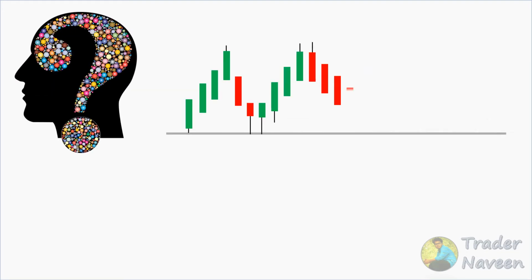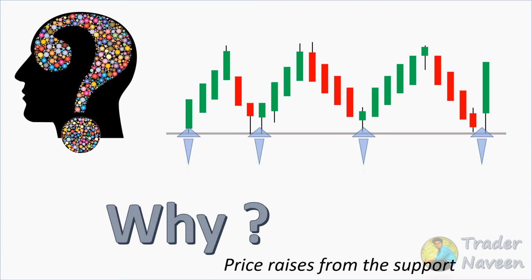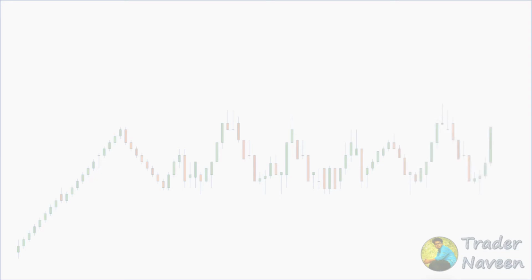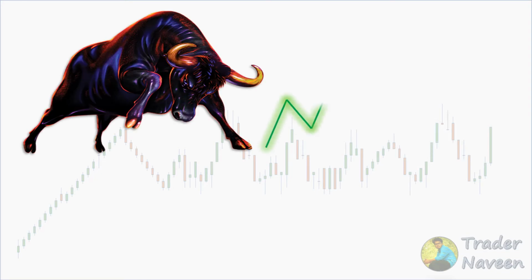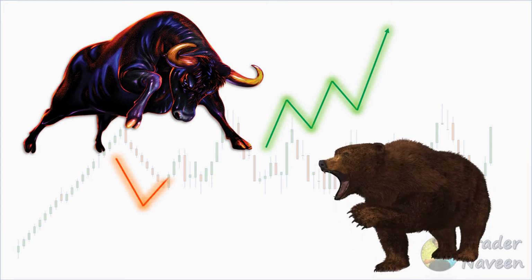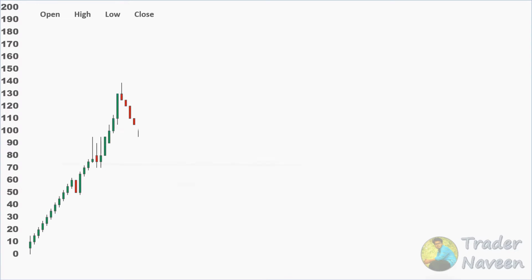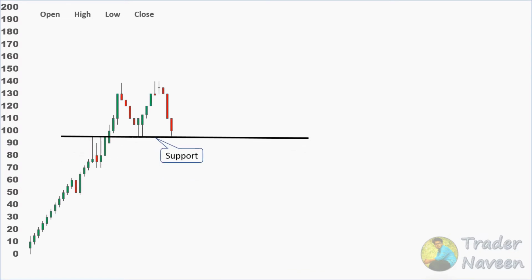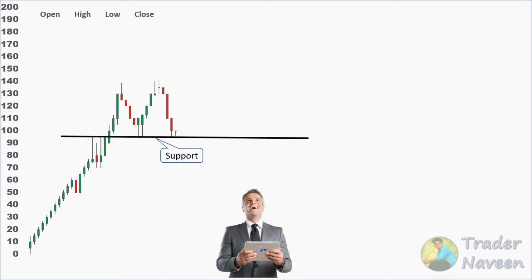The psychology behind the price rising from the support. In a given financial market, there are typically two types of participants. The bulls, who are long and waiting for the price to rise. The bears, who are short and waiting for the price to fall. As the price indicates a rise from a support level, the investors who are already holding the long position are happy, and may consider adding more to their positions.